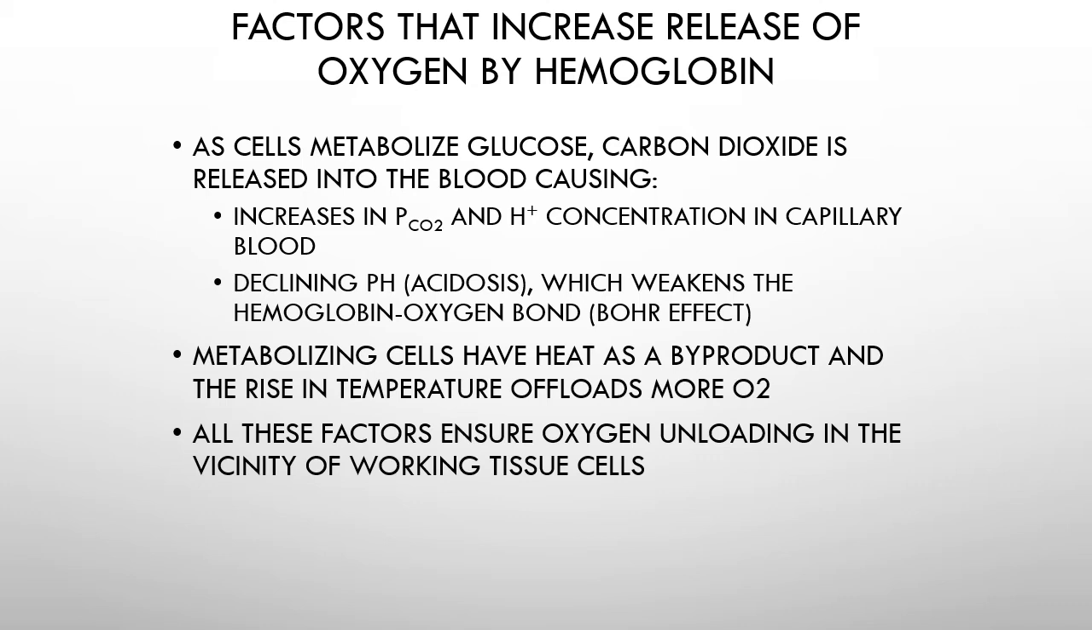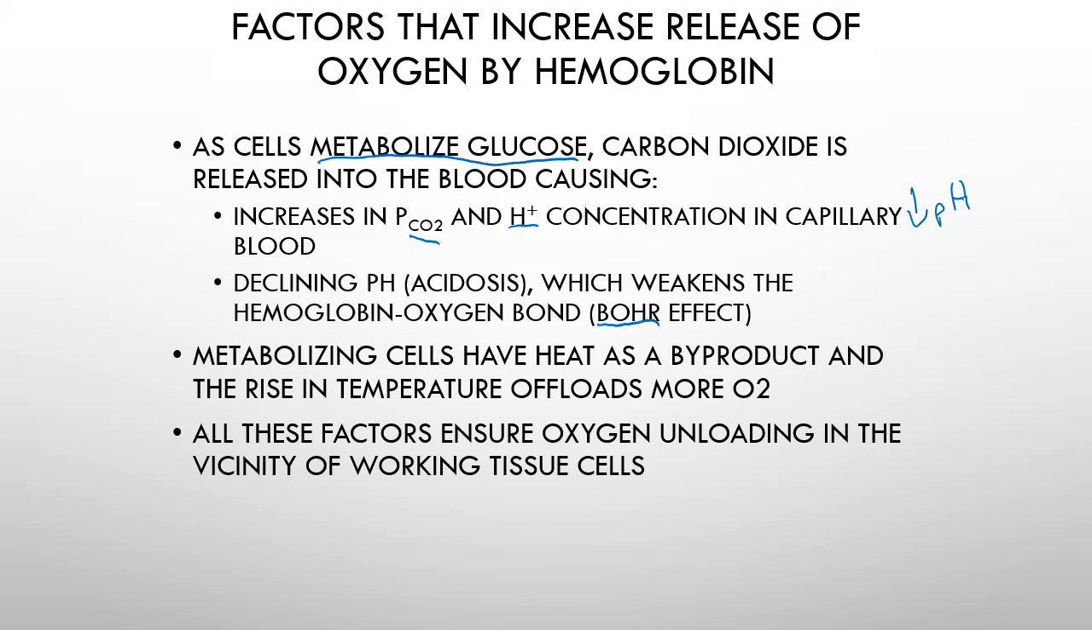So as cells do things, and this is what I said just a moment ago, as their metabolism goes up and they metabolize more glucose, that's going to lead to more carbon dioxide being formed. That's going to increase the amount of hydrogen ion concentration that's there. So that's going to lead to a decrease in our pH as well. And a declining pH weakens even further our hemoglobin-oxygen bond. That declining desire for oxygen to be on the hemoglobin is what we call the Bohr effect.